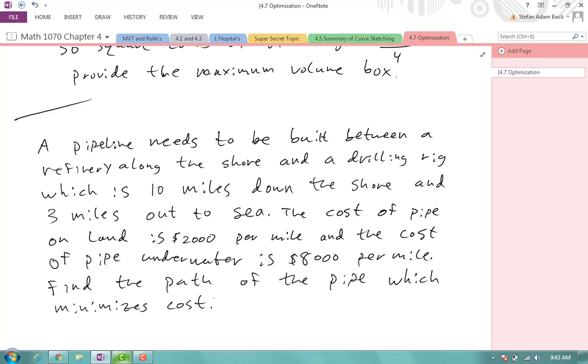So our situation now is that a pipeline needs to be built between a refinery on the shore and a drilling rig, which is 10 miles down the shore and 3 miles out to sea. The cost of laying pipe on land is $2,000 per mile, and the cost of laying pipe underwater, or over water if you want to be picky, is $8,000 per mile. We need to find the path of the pipe which minimizes the cost.